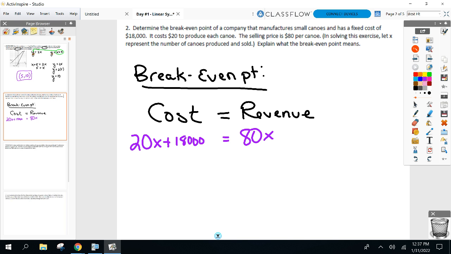Move the 20X over. I get 60X equals 18,000. Divide by 60. How many canoes to break even? I should have 300 canoes.